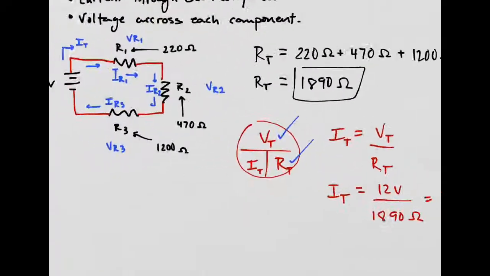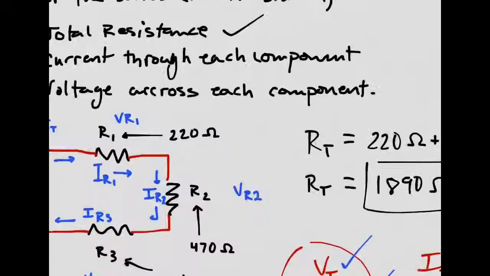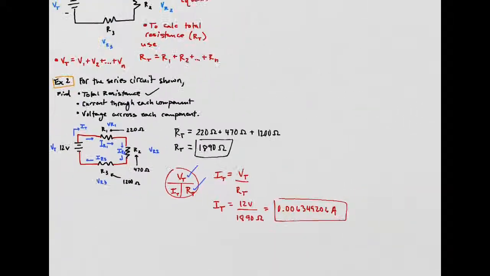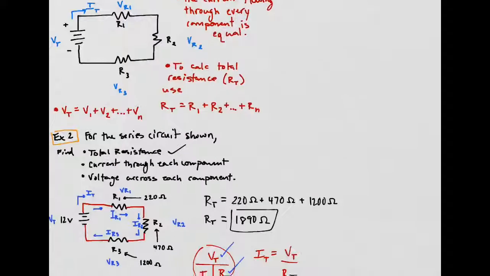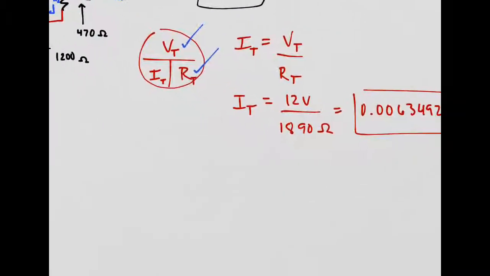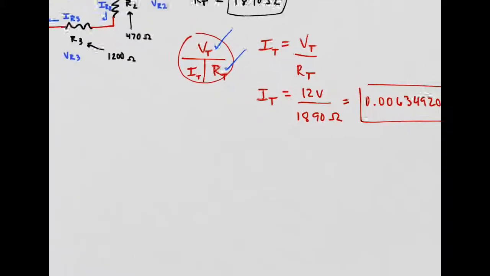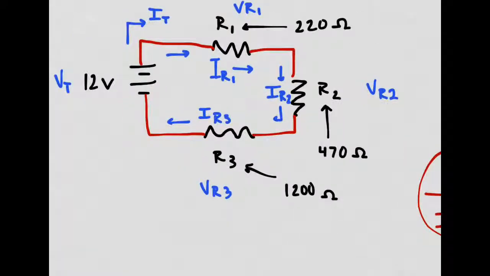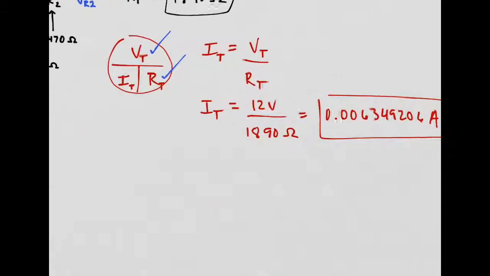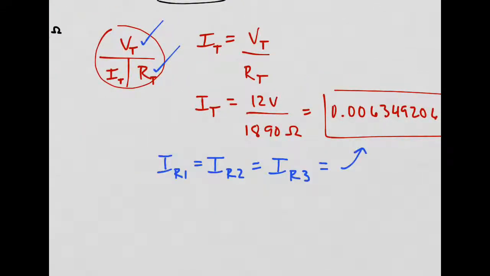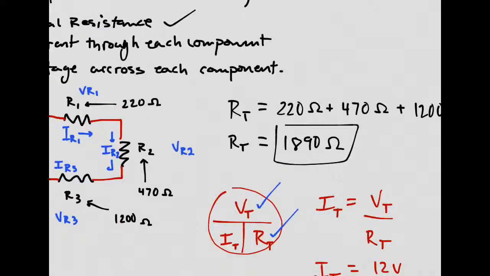What about the current between each component? Because that's what it wanted, right? Well, the current through each component is the same. The current flowing through every component is equal. So IT also equals IR1, IR2, IR3. All of these currents are going to be the same because it's a series circuit. So there we have it. Now I'm going to check that off.